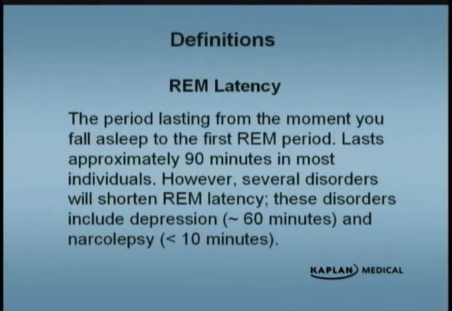Now, there are two concepts that you have to be familiar with: REM latency and sleep latency. REM latency occurs from the moment you fall asleep to the very first REM period, and that's an average of about 90 minutes. Now, there are two things that you need to be aware of that are due to shortened REM latency. One is depression, and in depression, most patients are in REM sleep in about 60 minutes, and number two is narcolepsy. So you're in REM in approximately less than 10 minutes.